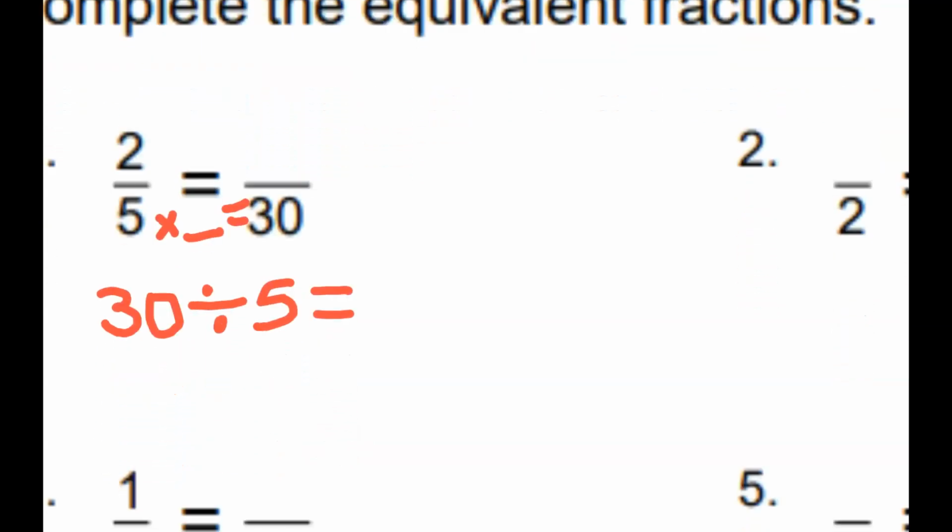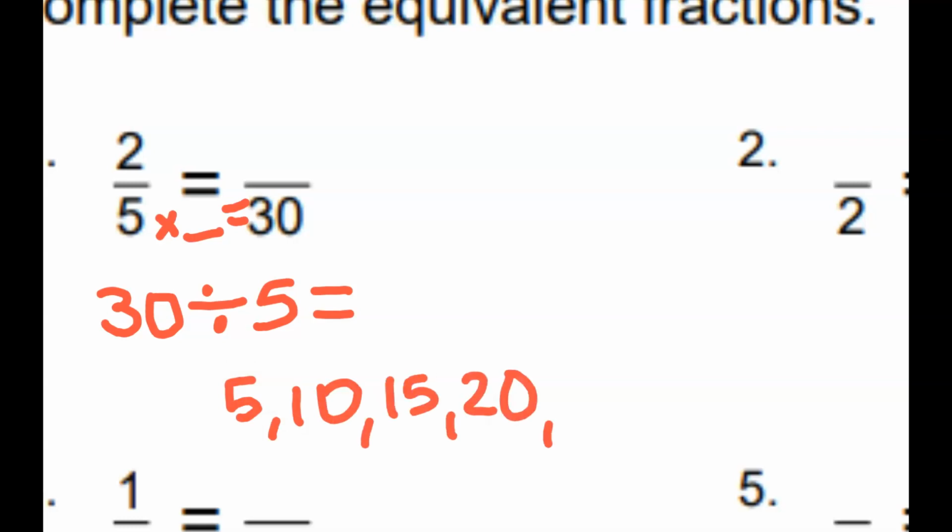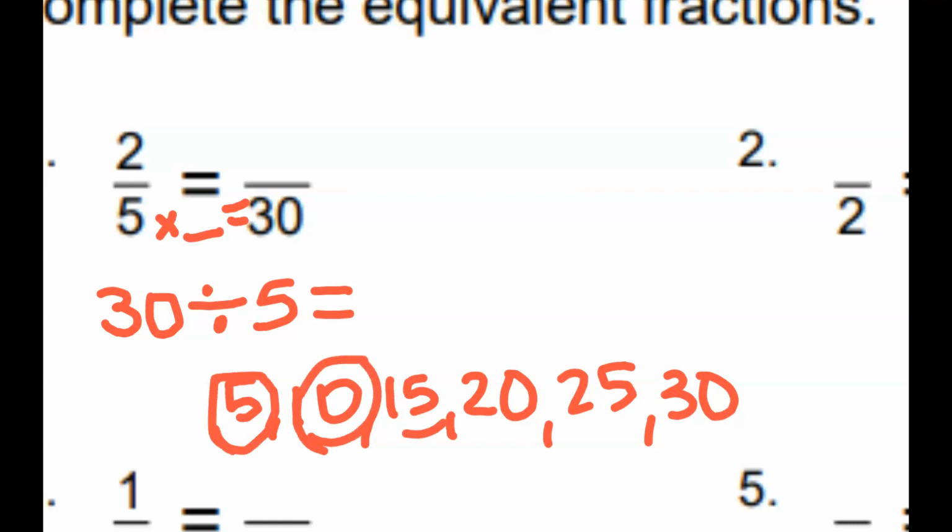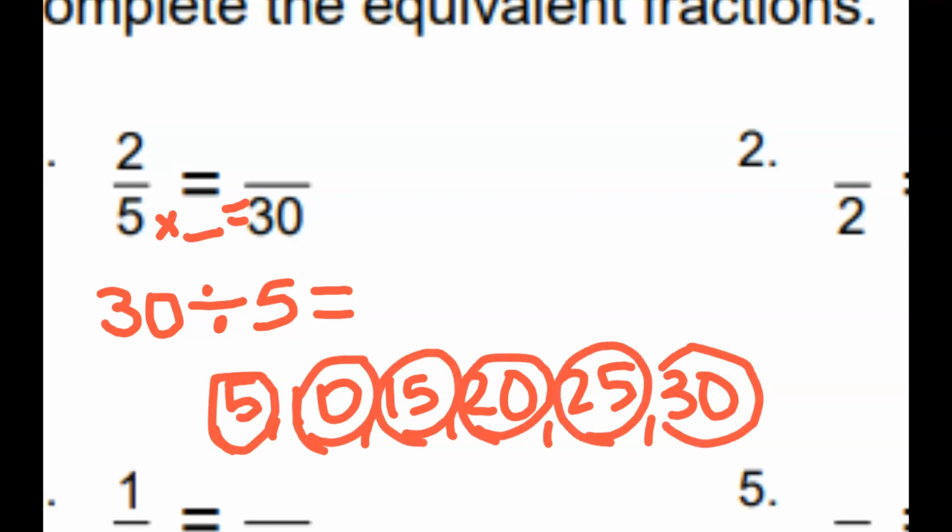Well, I can count by 5s until I get to 30. 5, 10, 15, 20, 25, 30. How many times did I need to count by 5? 1, 2, 3, 4, 5, 6. 5 times 6 is 30. Now, to get an equivalent, an equal fraction, I need to multiply by equal numbers in the numerator and denominator. So times 6 in the numerator and times 6 in the denominator.